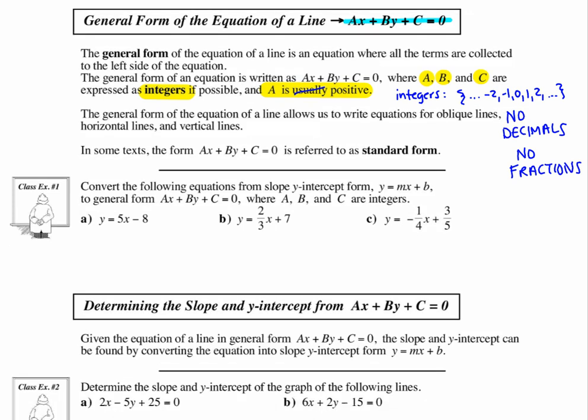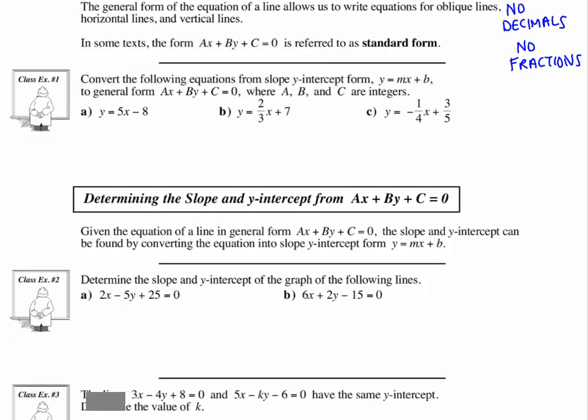Okay, so how do I make this in general form? With general form, one side always equals 0. If you look at this, ax plus by plus c equals 0, we want everything on one side. So, what's wrong with this equation? It doesn't equal 0. So we need to move the y to the other side.